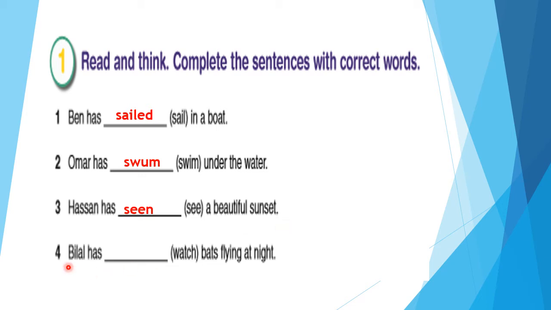The last sentence. Bilal has watched bats flying at night. Here we have has. After has, we have to use what? Past participle form of the verb. The past participle for watch is watched. So what is the answer? Bilal has watched bats flying at night. The past participle for sail, sailed. Swim, swum. See, seen. Watch, watched. You have to study these verbs. They are very important.